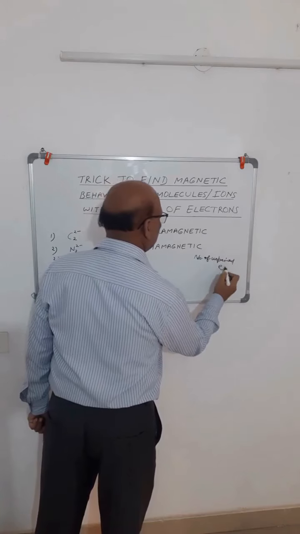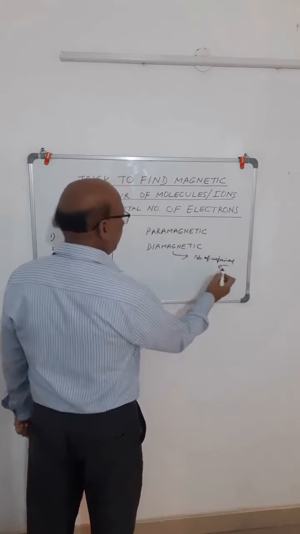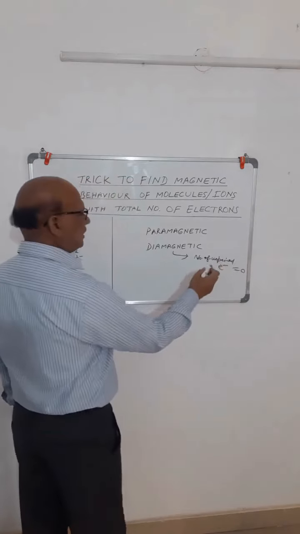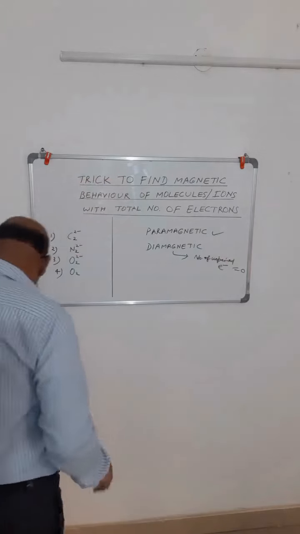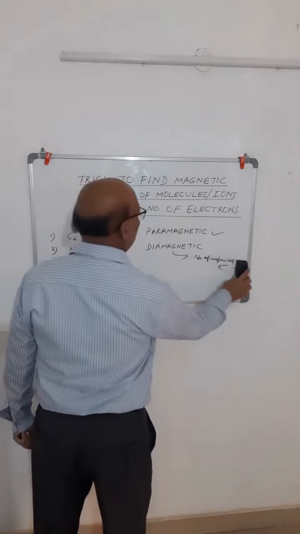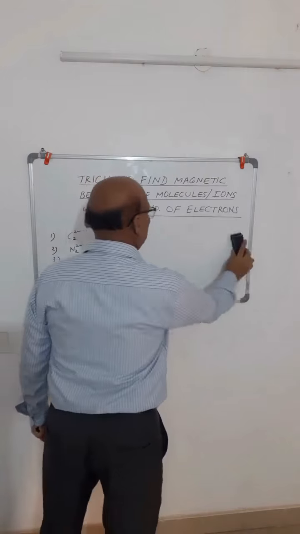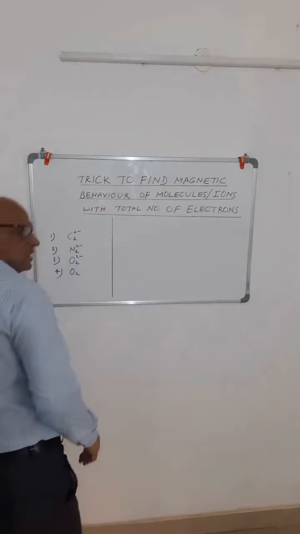we say it is diamagnetic. Okay, and when the number of unpaired electrons is non-zero then we say it is paramagnetic. लेकिन अभी हम एक trick बताएंगे आपको how to find the magnetic behavior without writing the detailed electronic configuration.